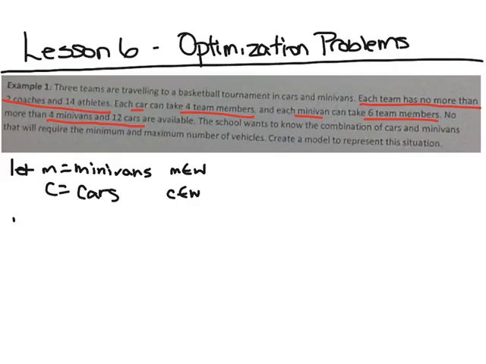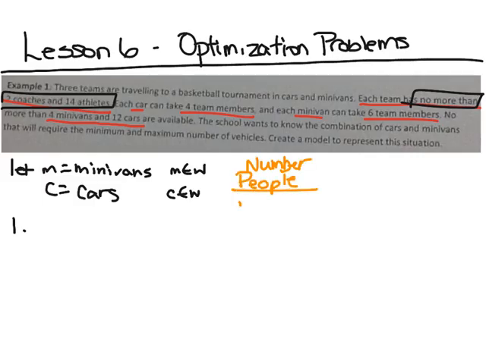First part, they can have no more than 2 coaches and 14 athletes. So that's 1 team, and that 1 team can have 16 people in it. But there's 3 teams, so let's find the number of people. The number of people would be 16 times the 3 teams, so we have 48 people altogether. Just keep that in mind.